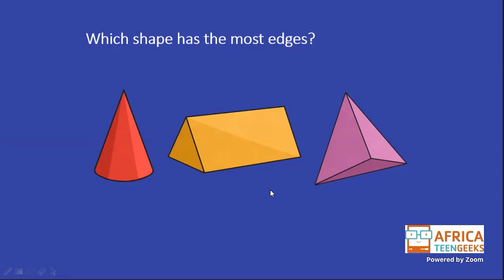All right, I'm going to reveal the answer. It's a little slow. Yes, the triangular prism. So how many edges? We said an edge is where the two faces meet, the line. So if we count it, who can tell me how many edges a triangular prism has?